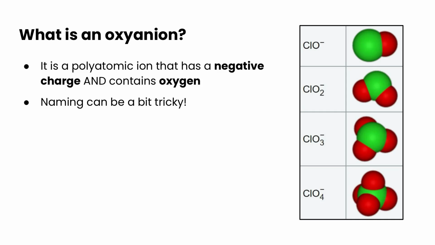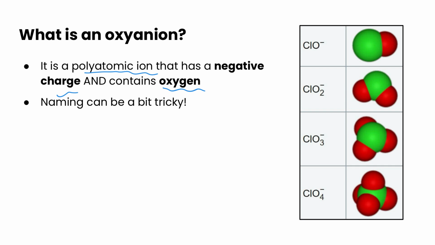In this video, we're going to go over the naming and chemical formulas of ionic compounds that contain oxyanions. So that is a mouthful. I think we need to first start with what is an oxyanion. An oxyanion is a polyatomic ion that contains a negative charge and contains oxygen.